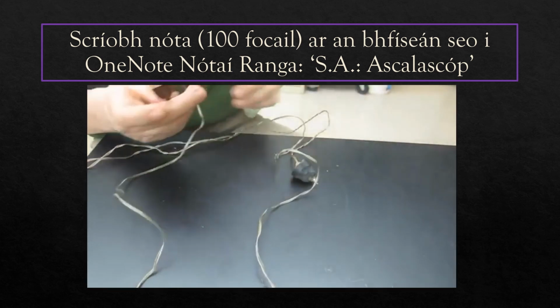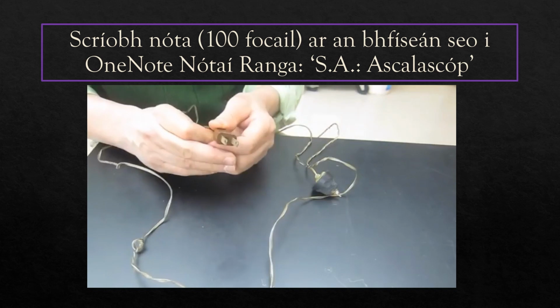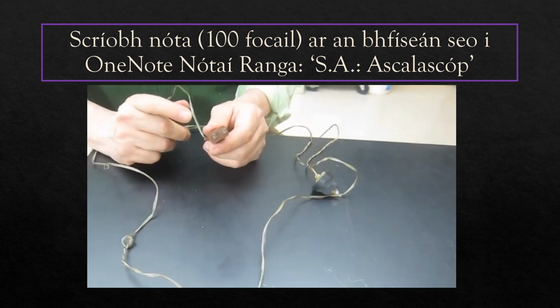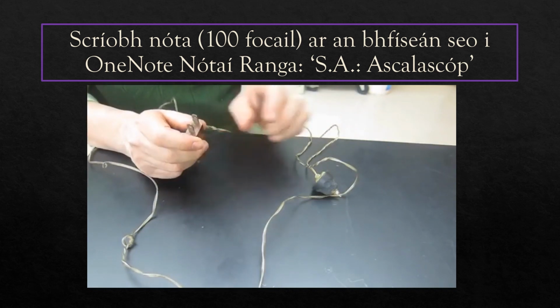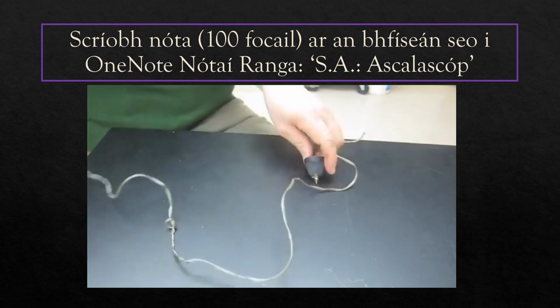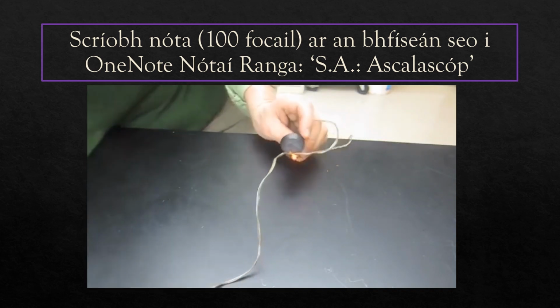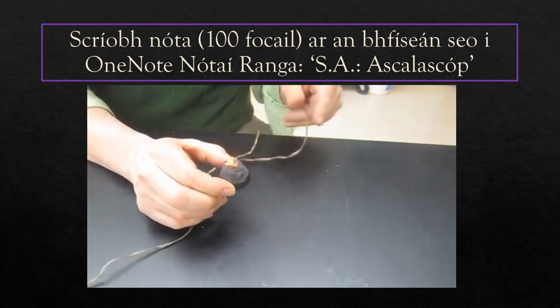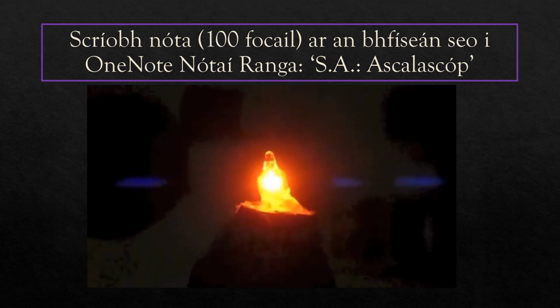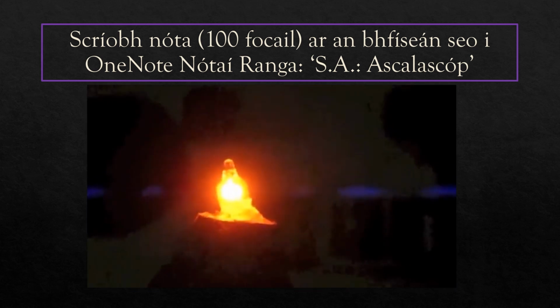Now, the household electricity coming into your home is an alternating current, and it's cycling 60 times per second. So when I plug this in, and in this case I've lit a little neon light, and when we look at this bulb in the dark, it also appears to be a steady stream of light.